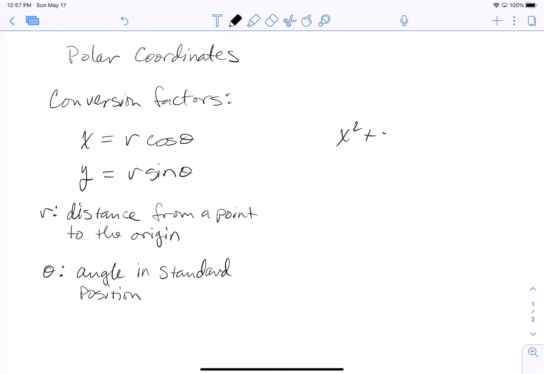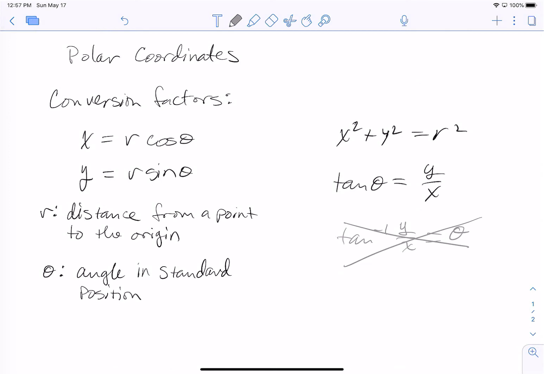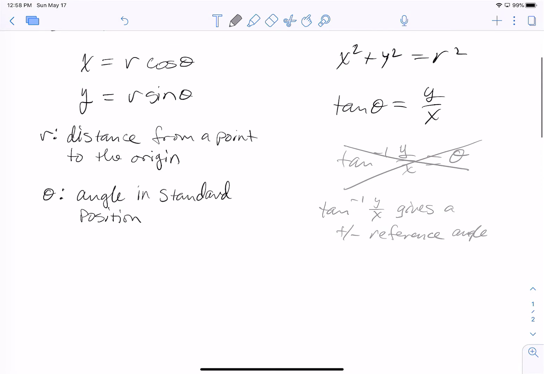Additionally, we have that x squared plus y squared is equal to r squared, which looks like the Pythagorean theorem because it's basically the Pythagorean theorem with different letters. And the tangent of theta is equal to y over x. Sometimes folks think that this means that the inverse tangent of y over x is equal to theta. That's actually incorrect. The inverse tangent will only give a reference angle. Its answer can be positive or negative, but it's essentially a positive or negative reference angle. So we have to put it in the correct quadrant based on what we know the xy coordinates are.